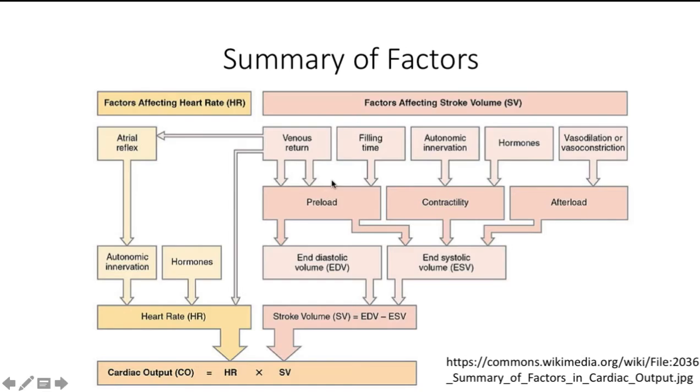So when you put all this together, we get basically the mechanisms behind the Frank-Starling mechanism and cardiac output. So basically, when we're looking at heart rate, the combination of the autonomic nervous system and various hormones cause our heart rate to change.